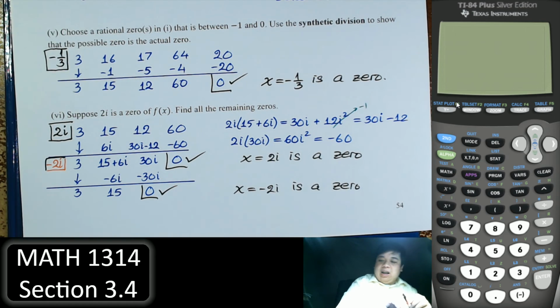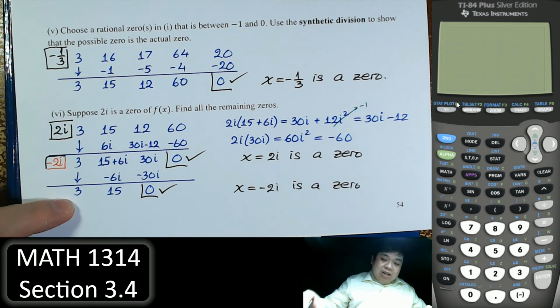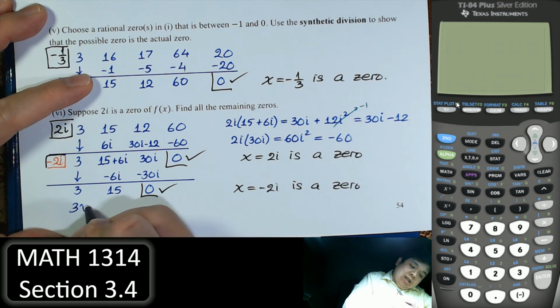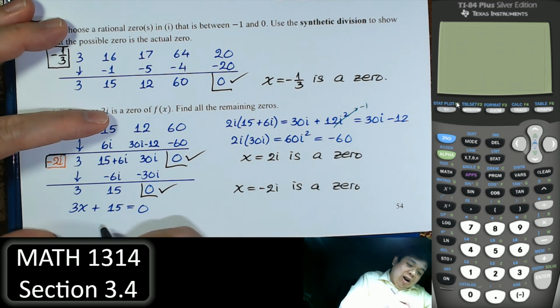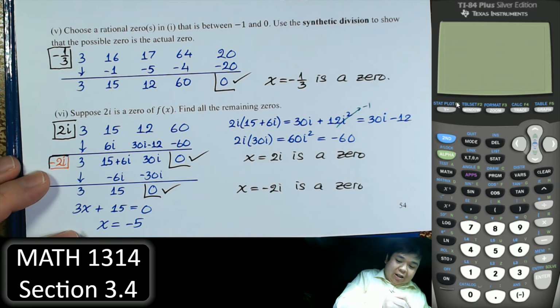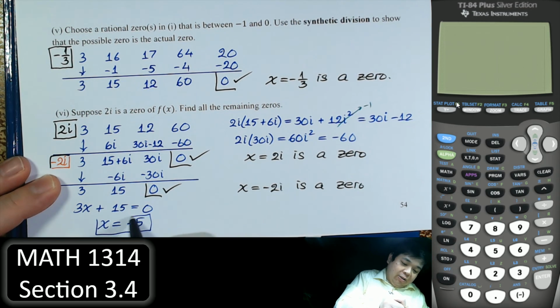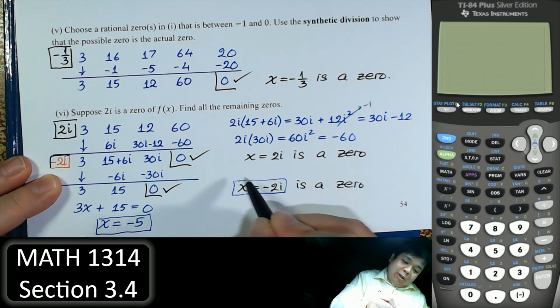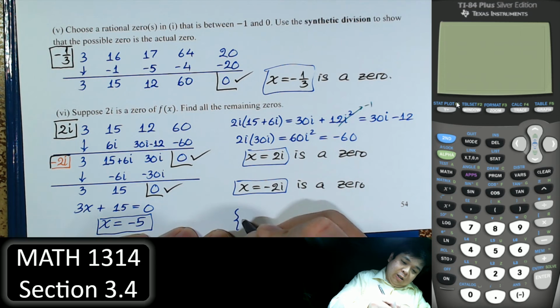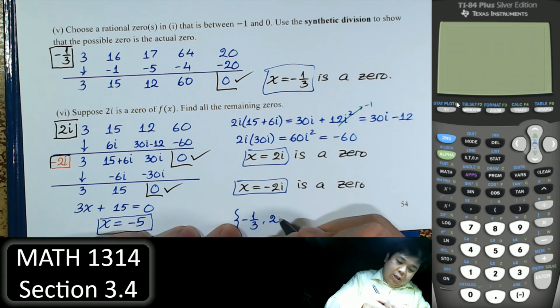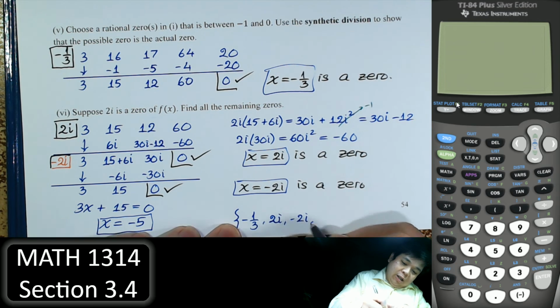You just keep dividing like that. And then the last one is easy. We just have 3x plus 15 equal to 0. Don't need to use synthetic division. Just move 15 and divide by 3. So we have x equal to 5, negative 5, negative 2i, and negative 1 over 3. Negative 2i, and negative 5.